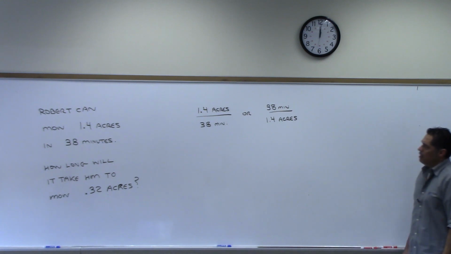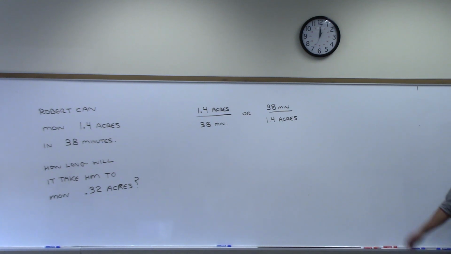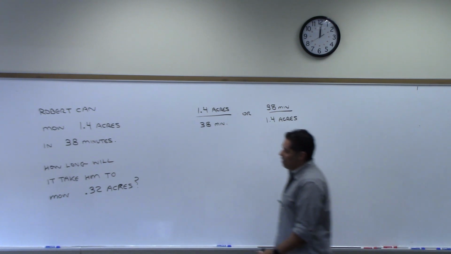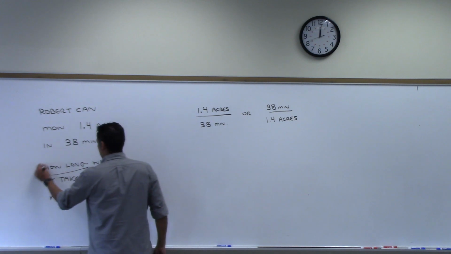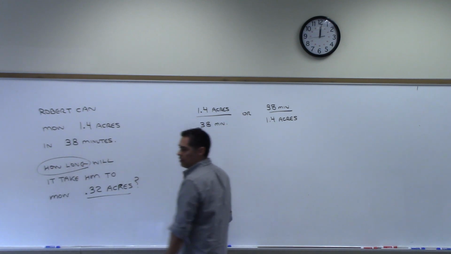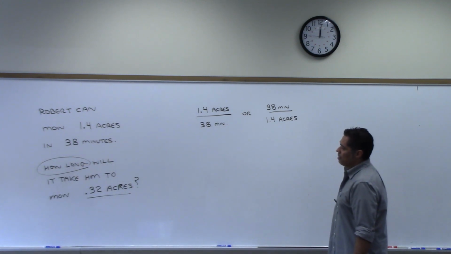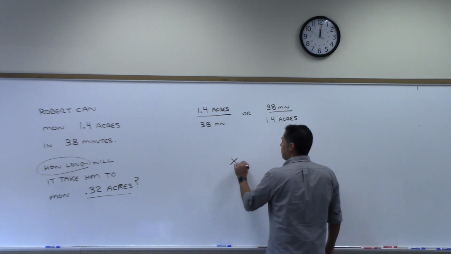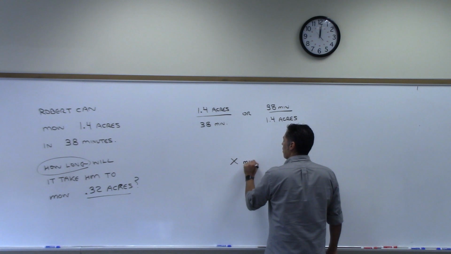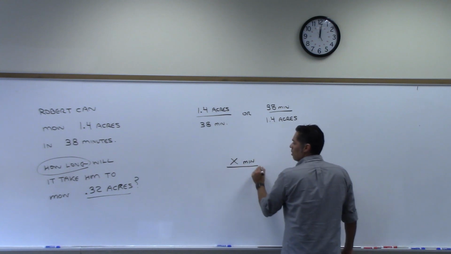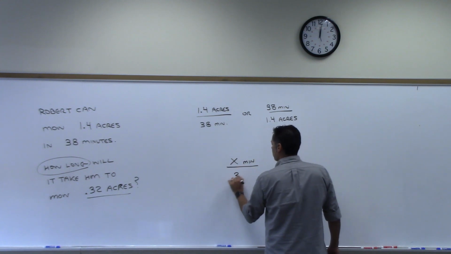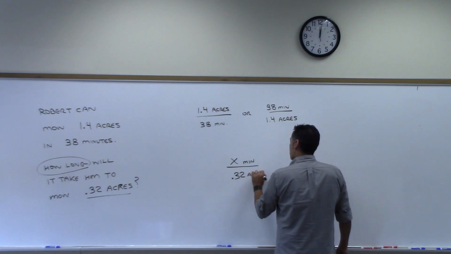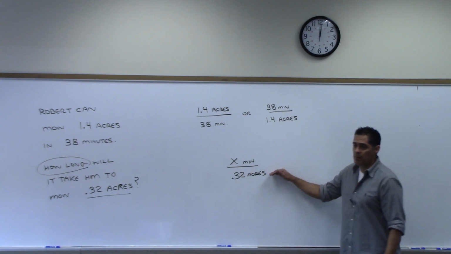Now, this is where I confused all of you in class, so hopefully you're not still confused with this. I'm asking how long it's going to take, right, to do this much acreage of mowing. So I'm going to let X be the X minutes, what I'm trying to find, over 0.32 acres. That right there is what I'm looking for.